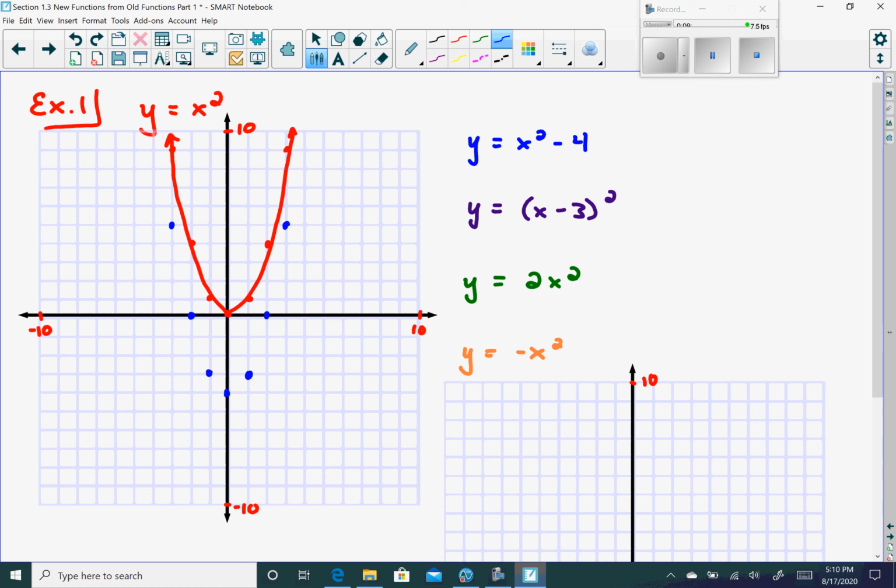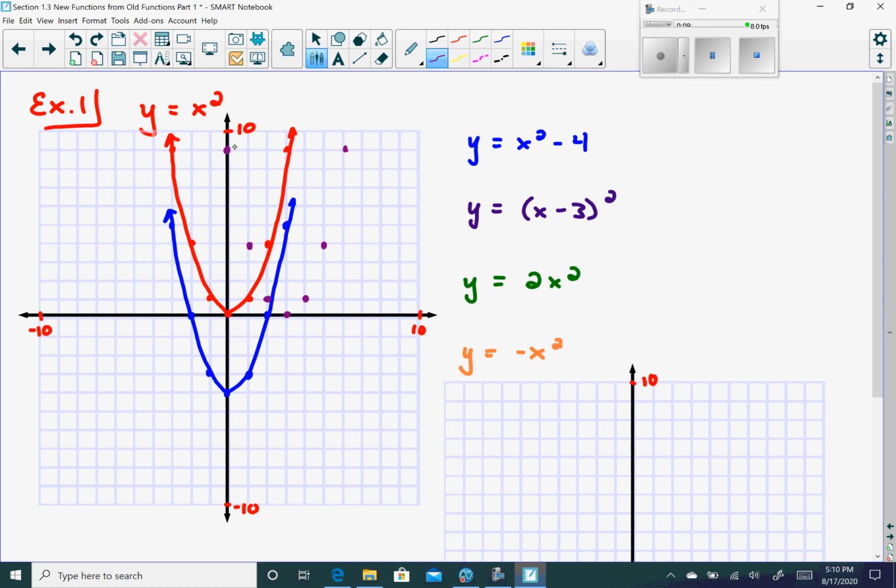So the size of the parabola did not change. We did not stretch it or shrink the graph. We're just looking at a vertical shift of 4 units down. And then the purple one, we actually get a horizontal shift of 3 units to the right. And again, it's just a new vertex, so we just go over 1, up 1. We still count the same way, over 2, up 4, and over 3, up 9.